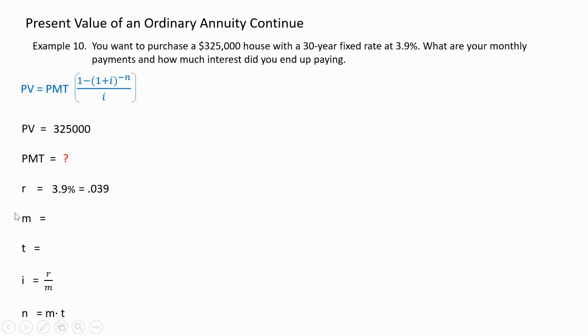And again, like I said, most of the times, the M is going to be 12, because it's always in monthly payments, or most of the times in monthly payments. So M is 12. The time is 30 years. The I will be R divided by M, 0.039 divided by 12. Again, it's giving you something real nice and finite, 0.00325. And the number of payments will be 360.